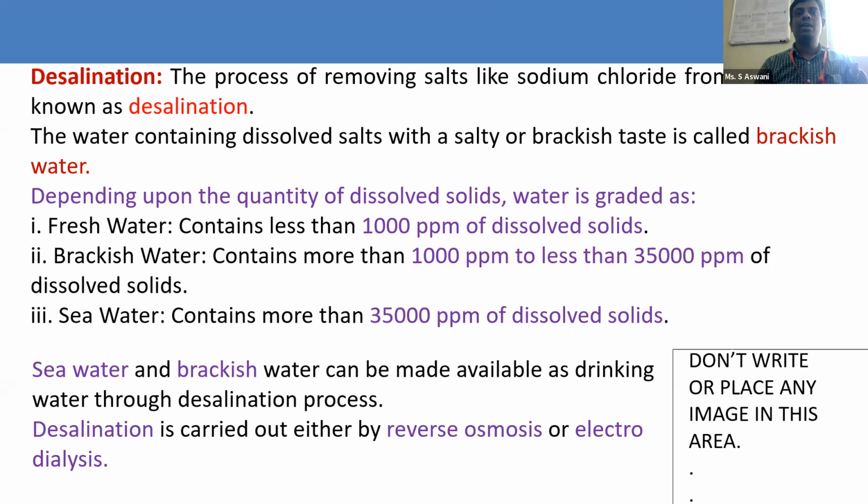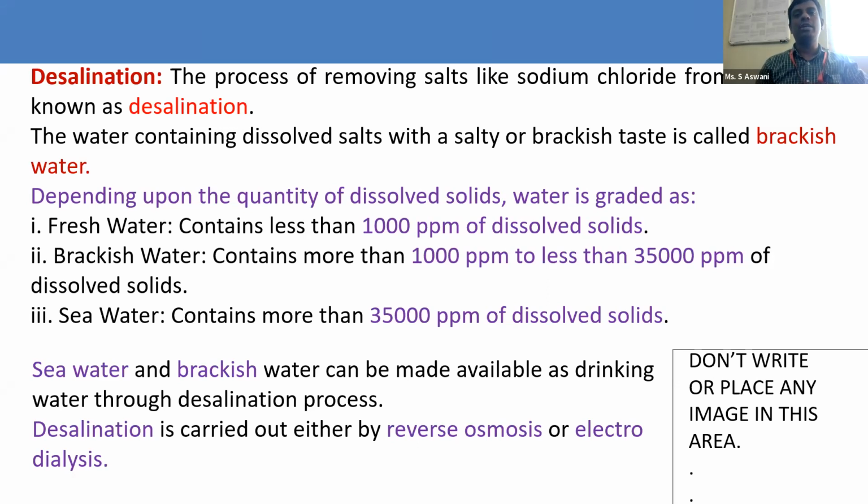Brackish water contains more than 1000 ppm and less than 30,000 ppm. Seawater contains more than 30,000 ppm of dissolved solids. Since TDS is high, we use the reverse osmosis method for brackish water and seawater purification. All coastal countries follow this reverse osmosis method to purify water. Seawater and brackish water can be made available as drinking water through this desalination process.